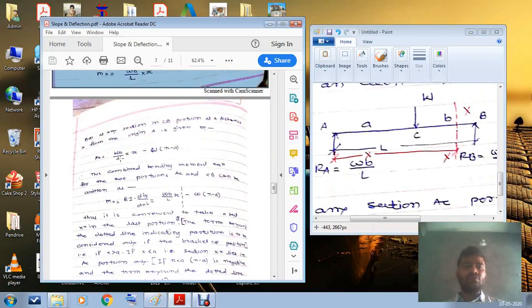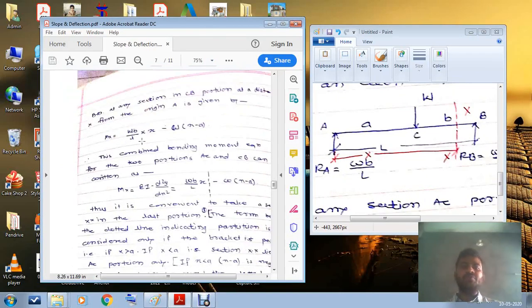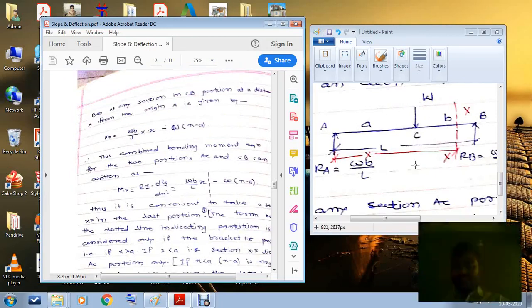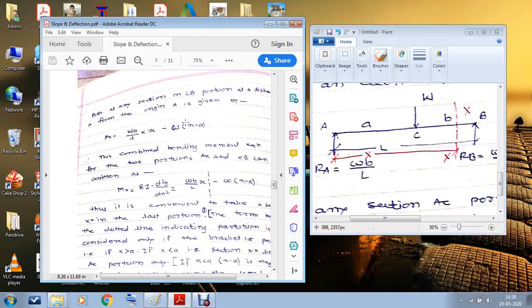So Mx is equal to WB by L into X, minus the moment of this W. The moment of this W is nothing but W into the lever arm. This lever arm will be the distance X minus A. So here I have written that Mx will be WB by L, that is RA into X, minus W into (X minus A).